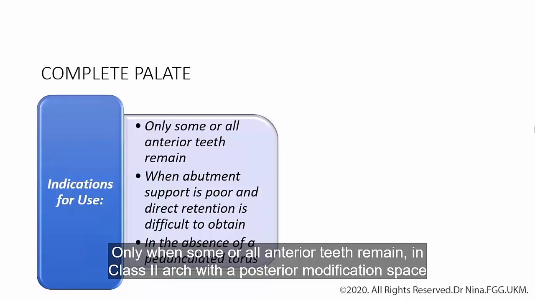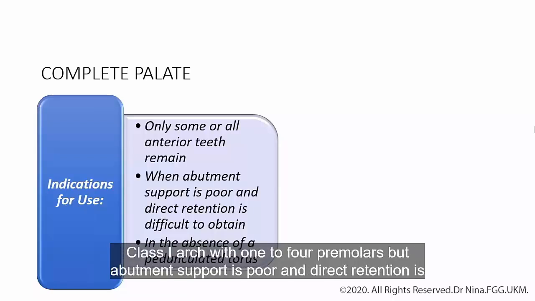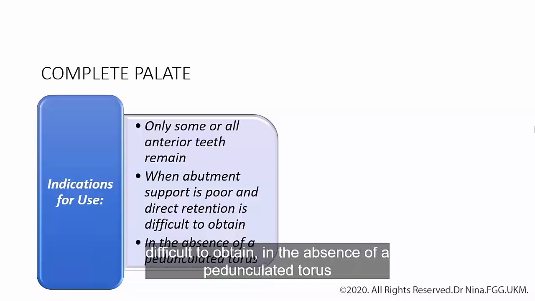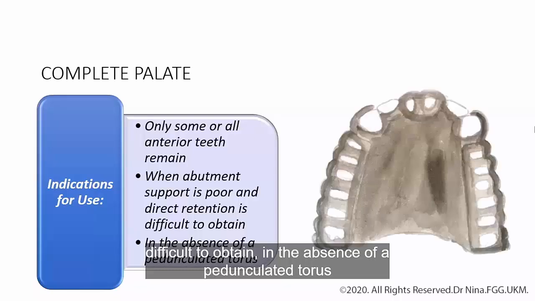These apply when you have only some or all anterior teeth remaining, when you have a class 2 arch with a large posterior modification space, when you have a class 1 arch with 1 to 4 premolars, however your abutment support is poor and your direct retention is quite difficult to obtain, and this can also be used in the absence of a pedunculated torus.